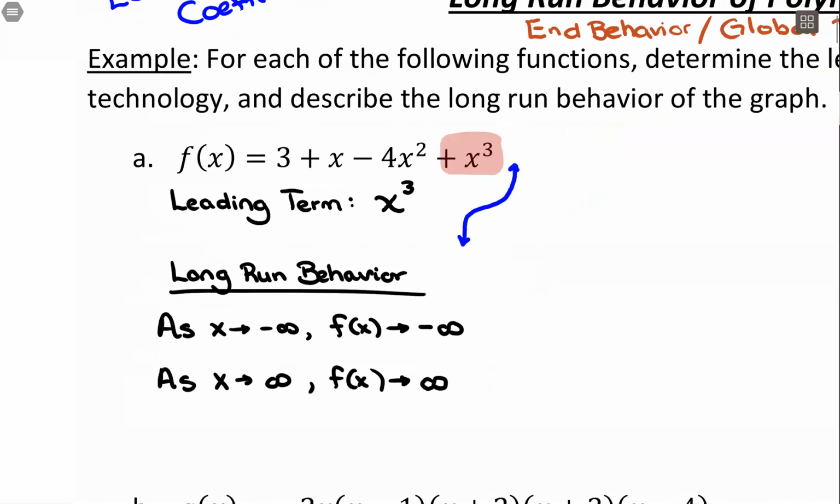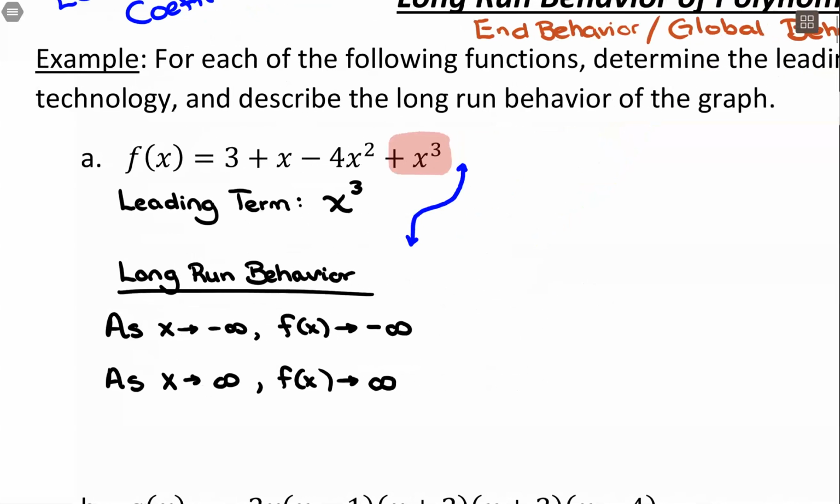So with that, I have my leading term, and that leading term had me answer my long run behavior, but now let's check it with the actual graph of this entire function, because there's so much more going on with this function. But in terms of long run behavior, all we're worried about are the little arrows on the ends there.